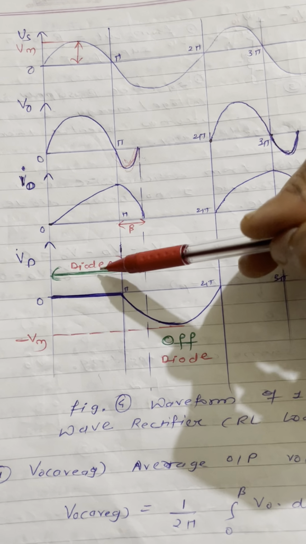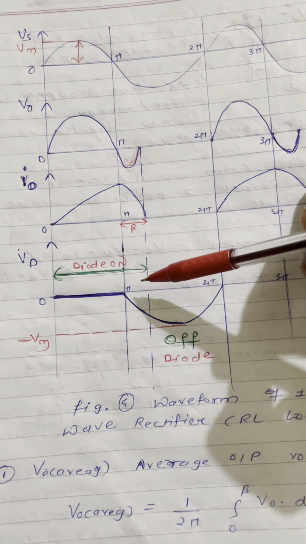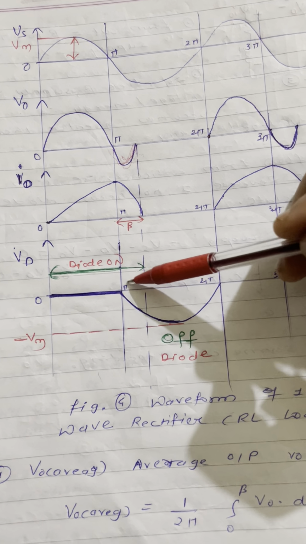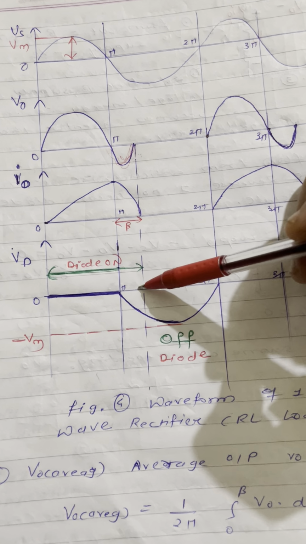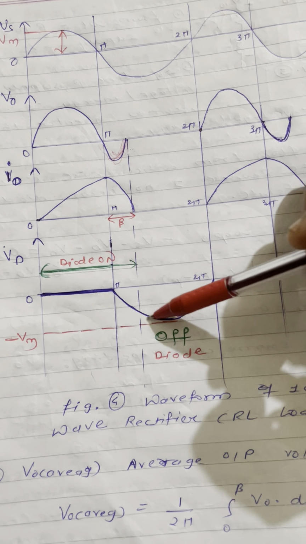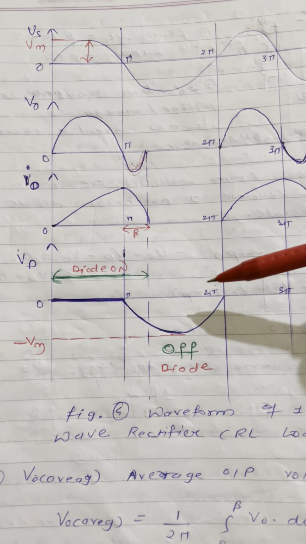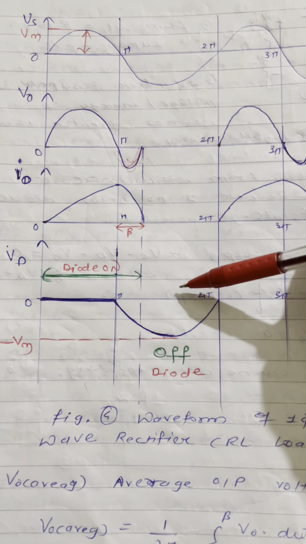Then the second condition: the diode is in the on state from 0 to pi and pi to beta. From pi to beta, the inductor stores the energy, acting like the source voltage, then it releases the energy, and the diode will be in the off state. When the diode is in the off state, it is open circuited.